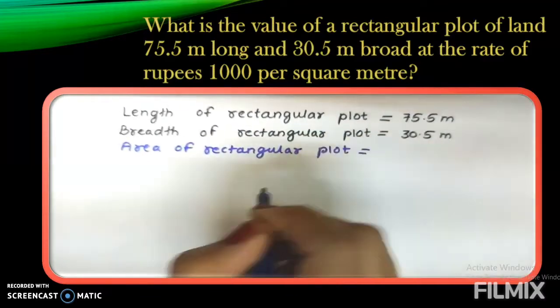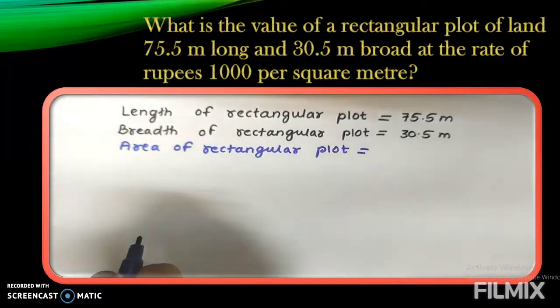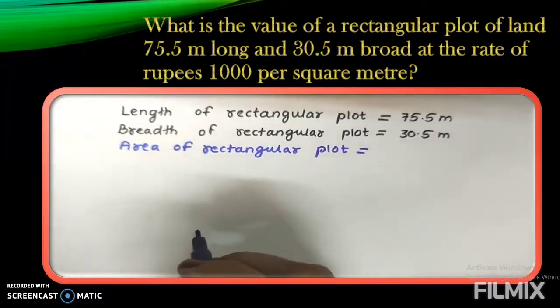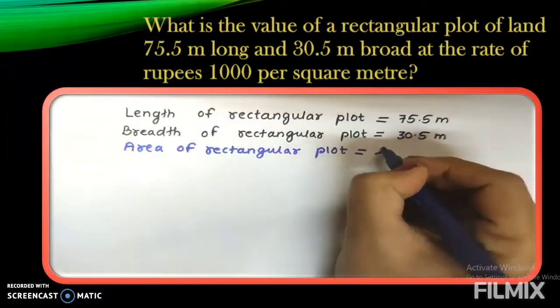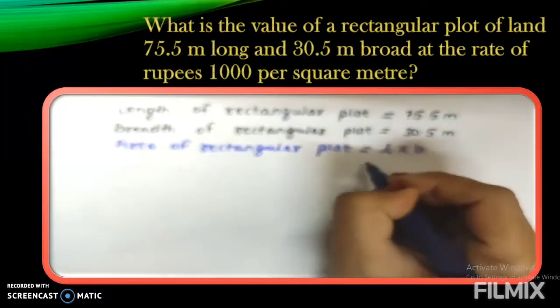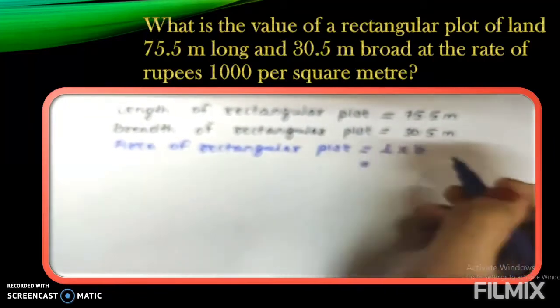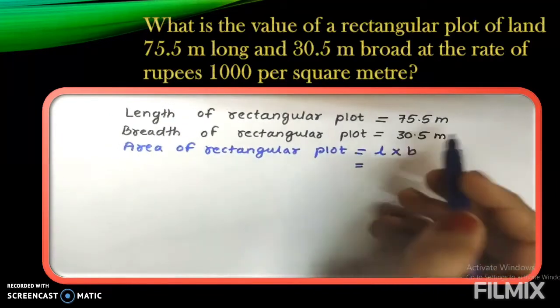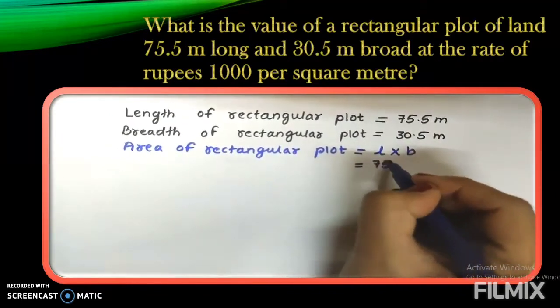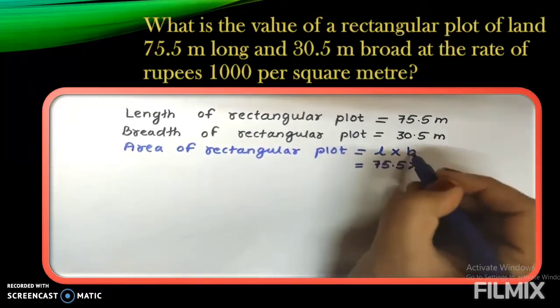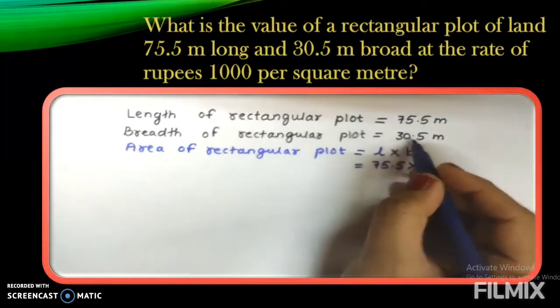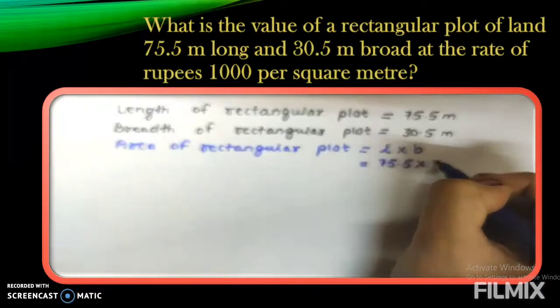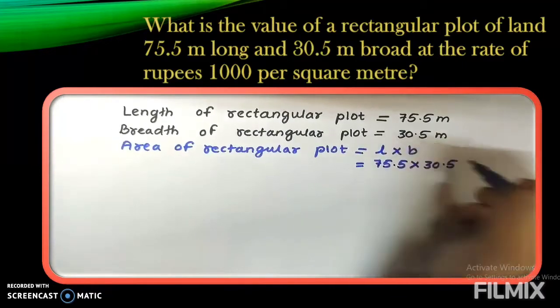Now area of rectangular plot is nothing but area of rectangle. What's the formula for area of rectangle? Length into breadth. So we will write here L into B. Now substitute the values of L and B. What is L given to us? Have a look. Length is 75.5. So we will write 75.5 into B. B, that is breadth. Breadth is given 30.5. So here we will write 30.5.